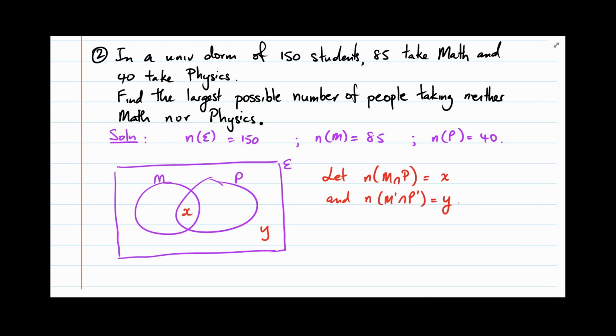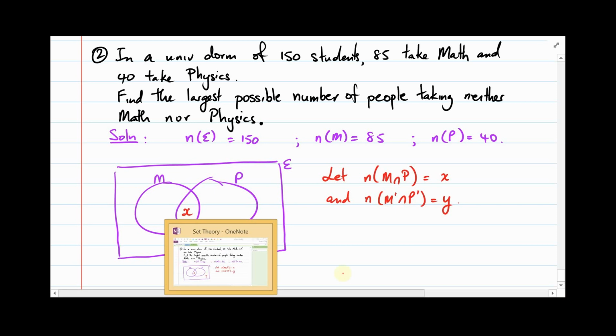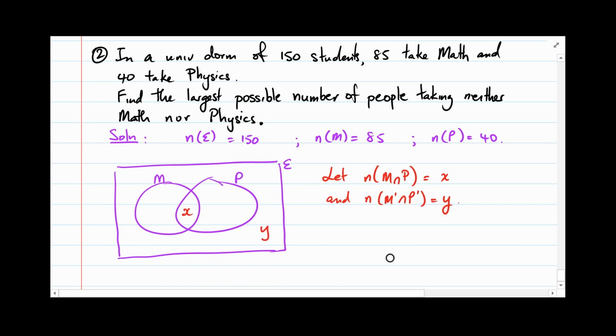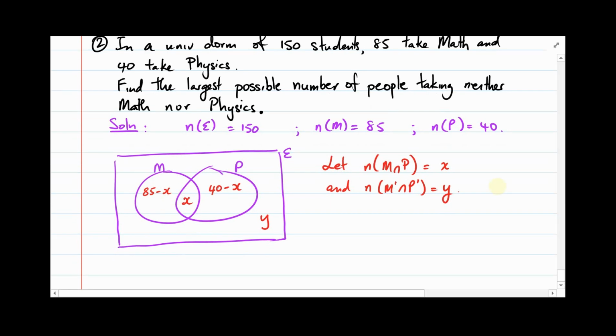Once I've done that, it should be pretty easy to do my setup. I know all the persons who take physics. I've accounted for x of them before, so it's just a matter of doing 40 minus x, and in a similar fashion for math, it will be 85 minus x. Don't get so caught up in doing these problems that you begin to freak out. There are two variables here. What am I going to do with it?